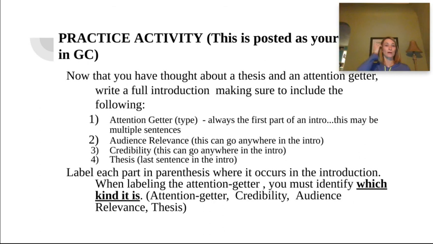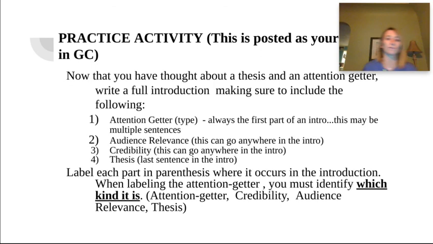It tells you, now that you've thought about a thesis statement and an attention getter, write a full introduction, making sure to include the following. So make sure that when you write your attention getter at the beginning, it can, like I said, be multiple sentences. Right after you write that attention getter, in parentheses, put what type of attention getter. I want you to really think about that. So go through the attention getters and see, after you've written it, what type is it most like? Now, some of them you might be like, well, it could be this or this. Well, just choose one. No big deal. So you'll put in parentheses the type of attention getter. You could put AG and then put the type of attention getter.